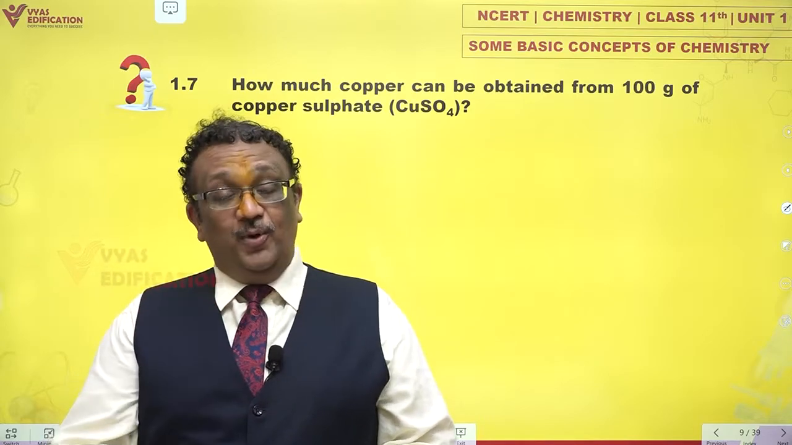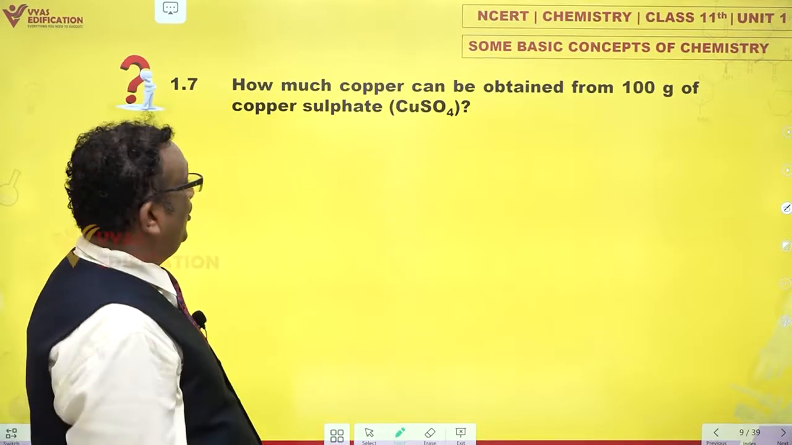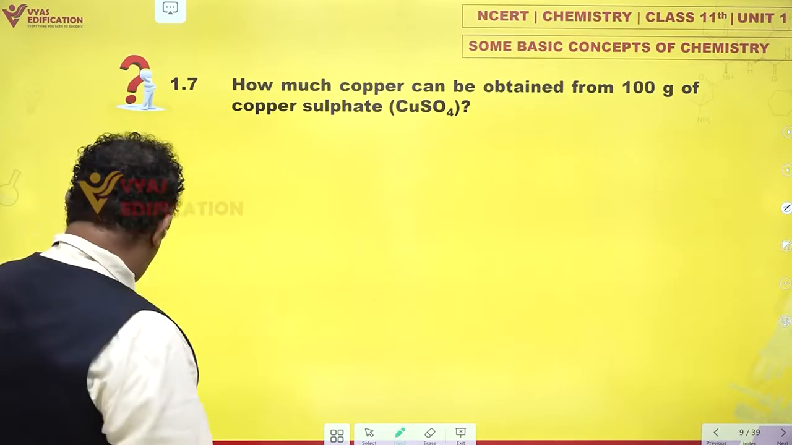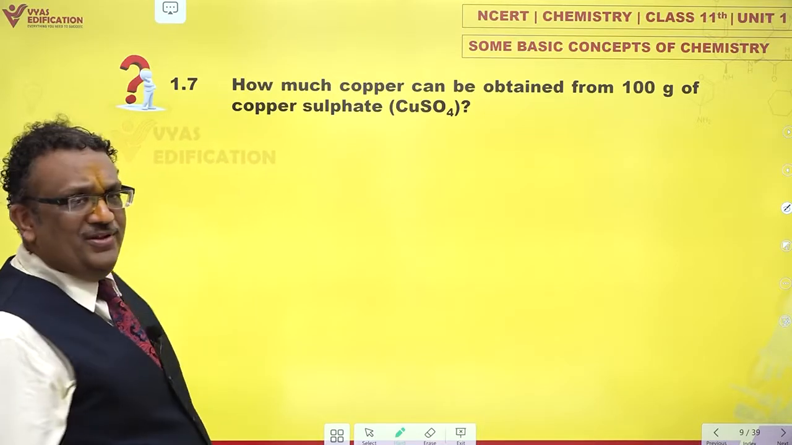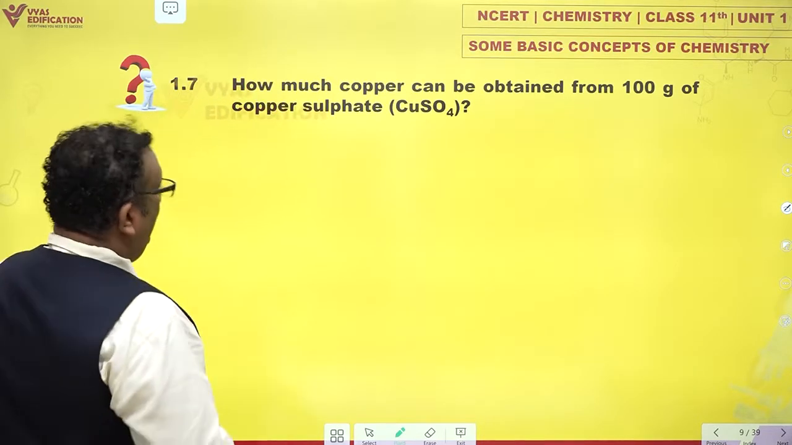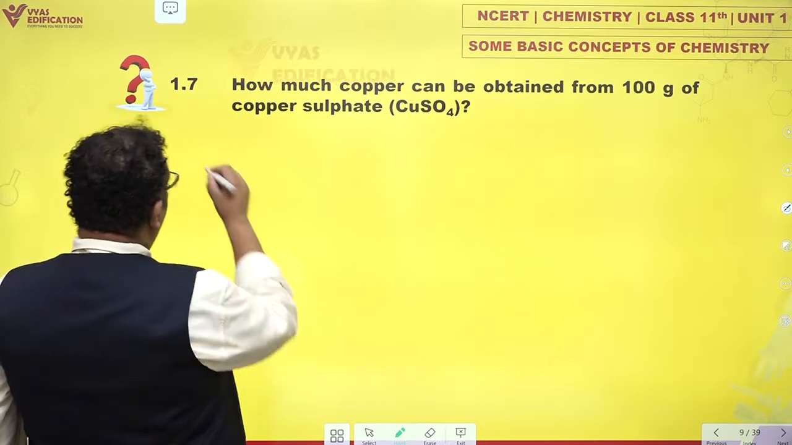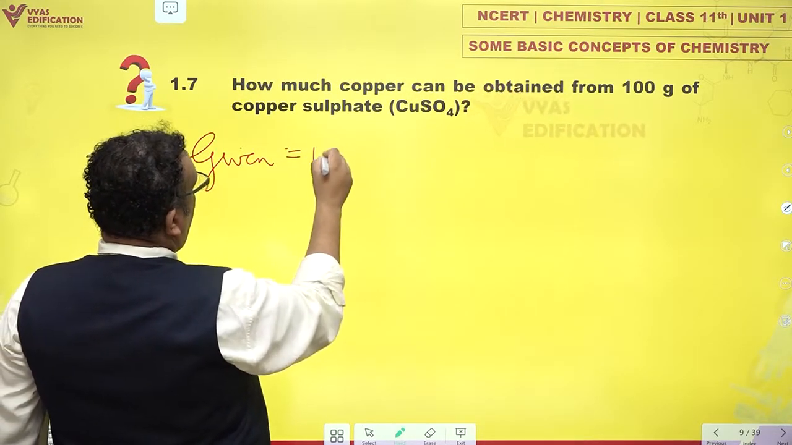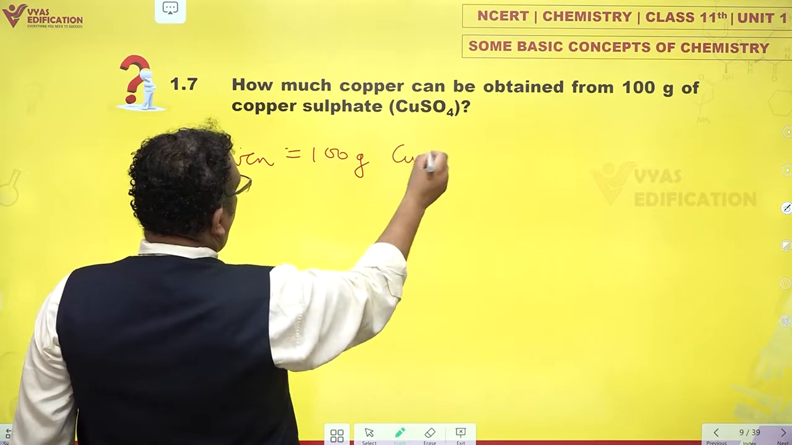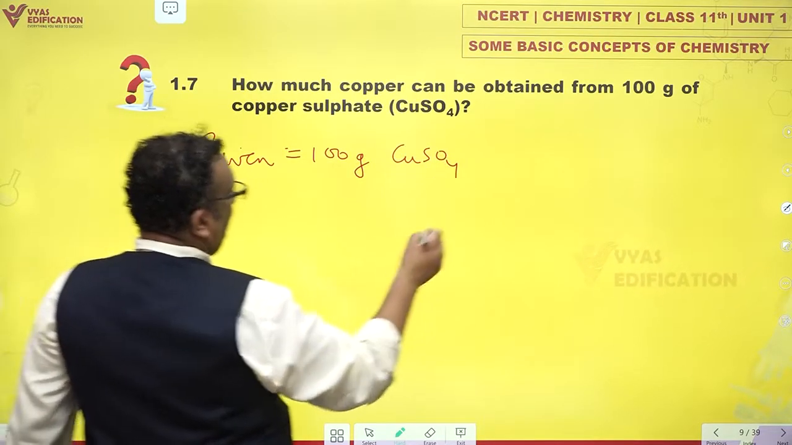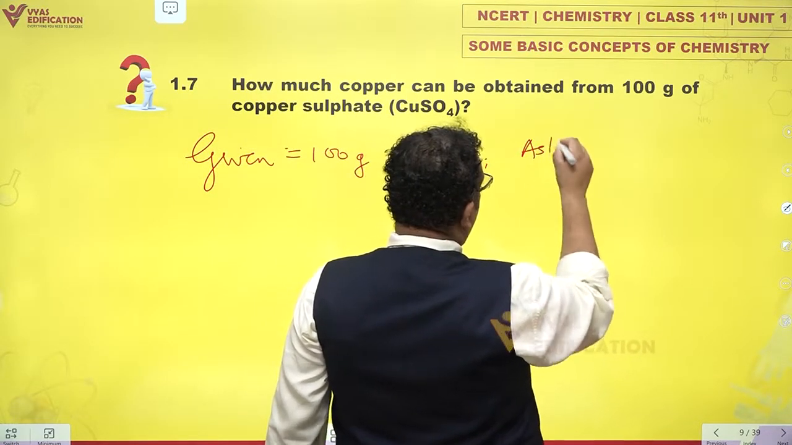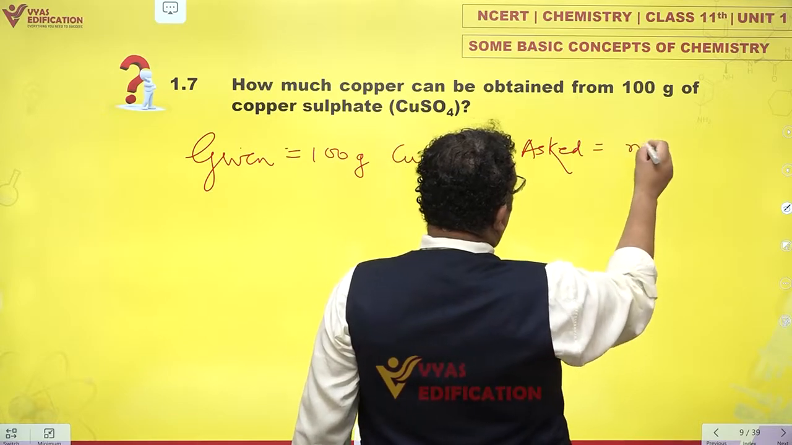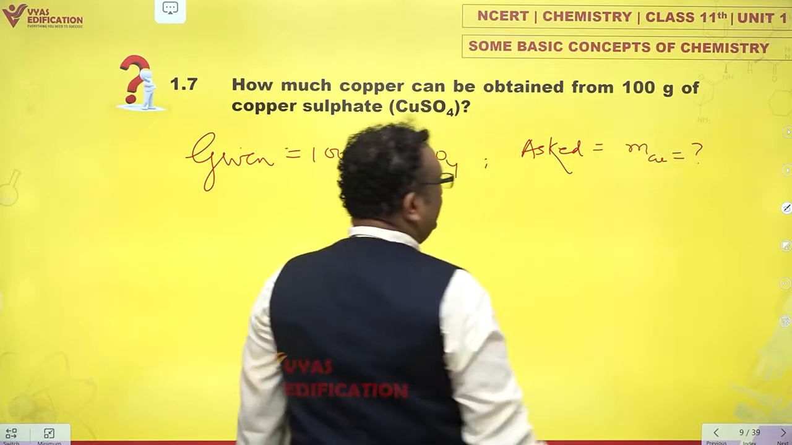How much copper can be obtained from 100 grams of copper sulphate? Now that's very, very easy and very interesting at the same time. You're asked, what is given? Given is 100 grams of copper sulphate. What is asked? Asked is mass of copper.